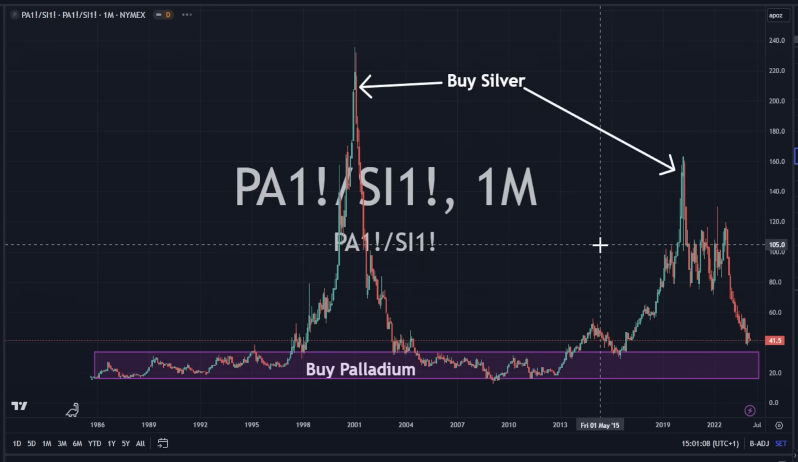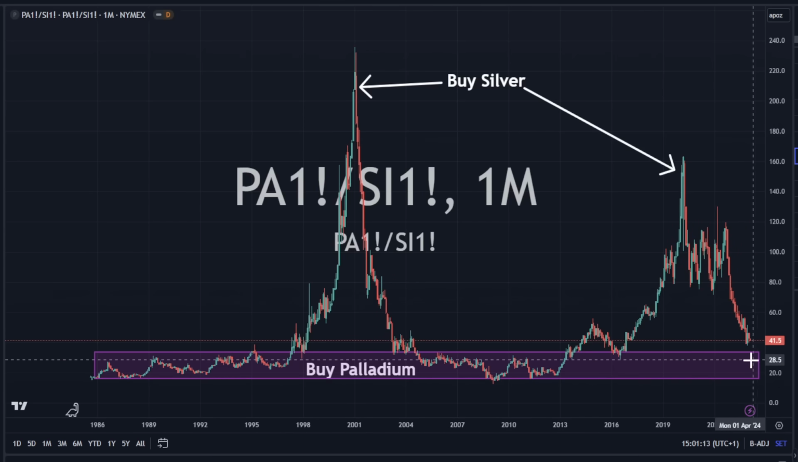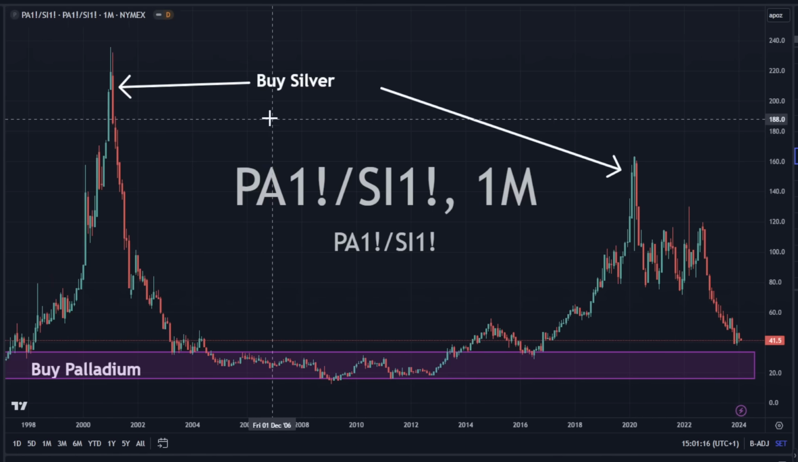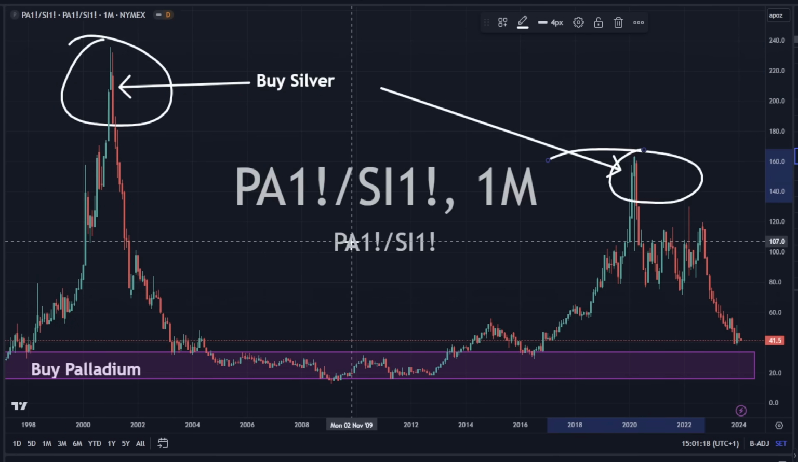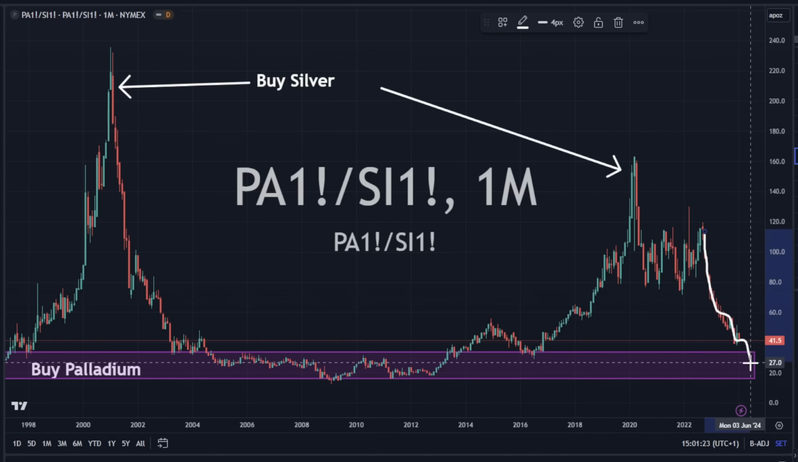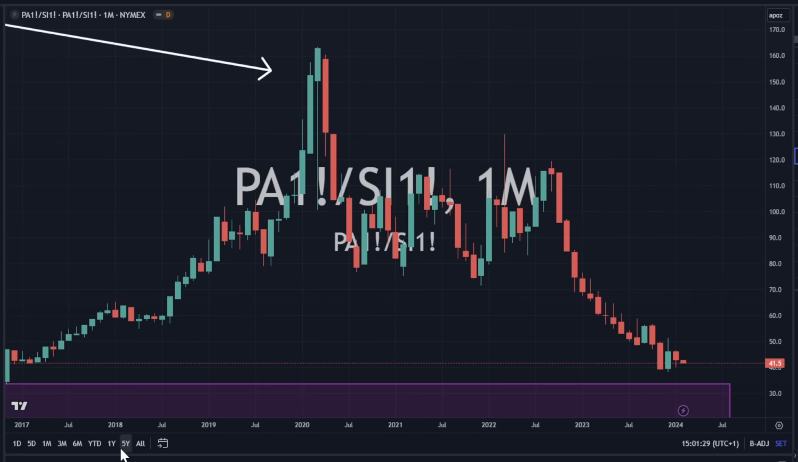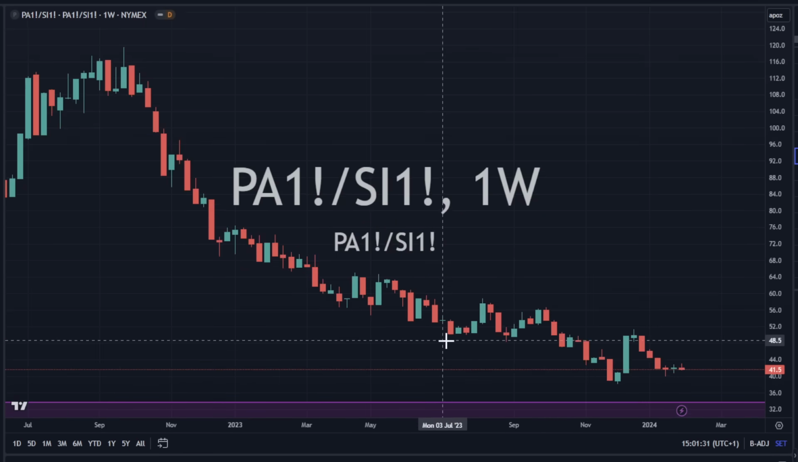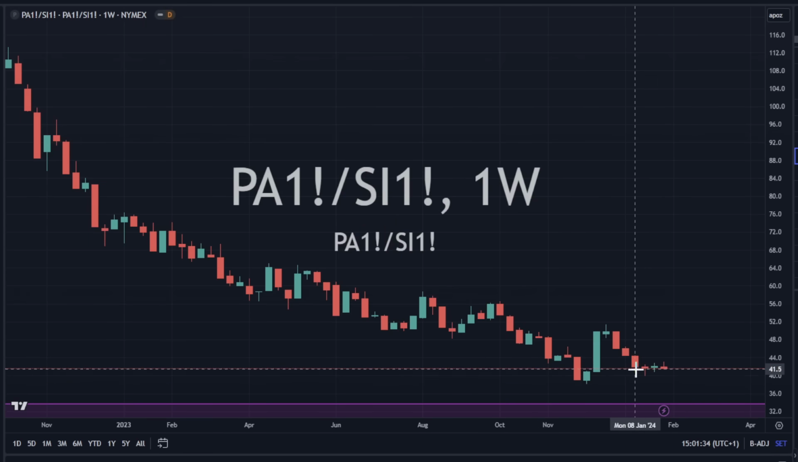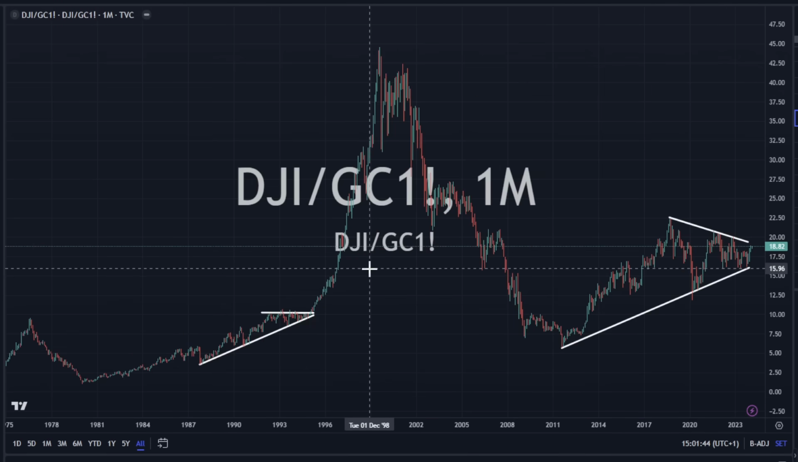We've got palladium versus silver, another one where you've got your buy palladium zone way down here. And right now we have our buy silver zone, which is up at the tops here. And we've been working our way lower where silver's been outperforming palladium. And we haven't quite gotten into the buy palladium zone yet. I don't know if we'll get there completely, but it looks like we are trying to bottom out here, where palladium could be bottoming out against silver. Dow Jones versus gold, we're in a gigantic squeeze formation.